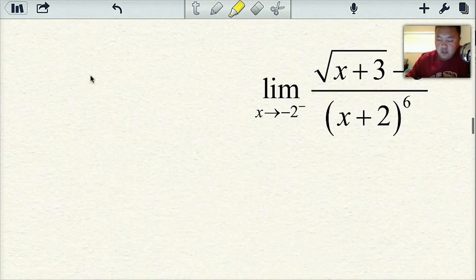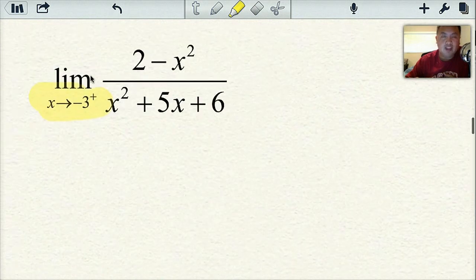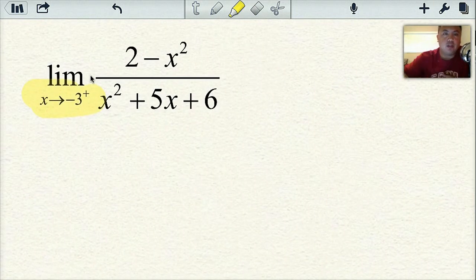In the next one, I have negative 2 minus. I only have to do the left side. So it makes your process a little bit easier. So again, let's make this really quick.